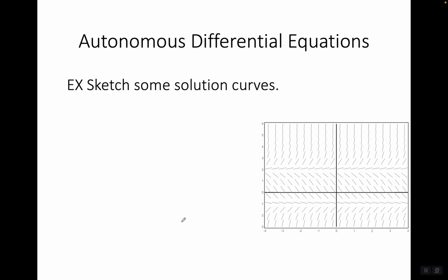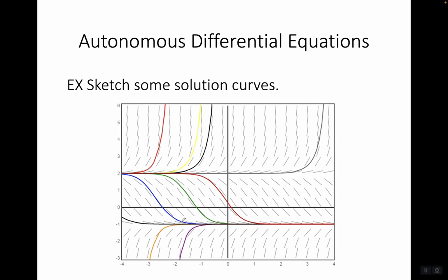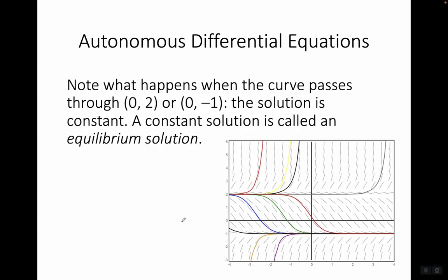Let's sketch some solution curves. Well, you can just plot the points. If you use your mouse to click on various points, you end up with something that looks like that. Note what happens when the curve passes through (0, 2) or (0, −1). The solution is constant. So it's not going up, it's not going down, it's just straight across.